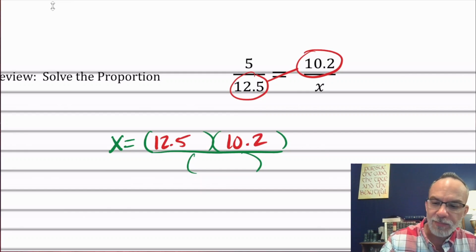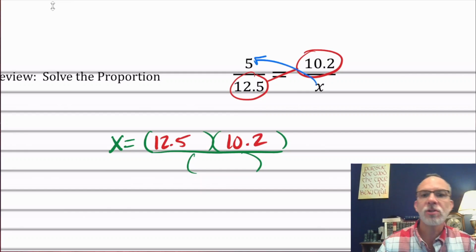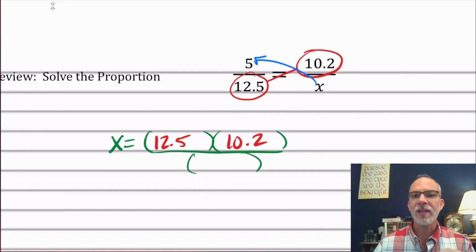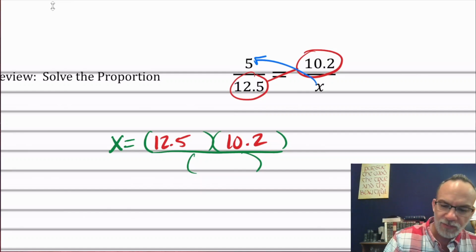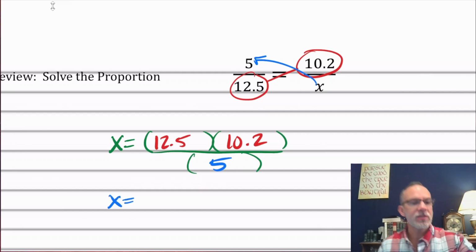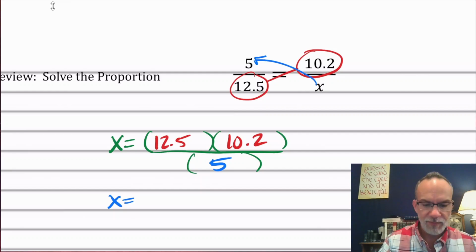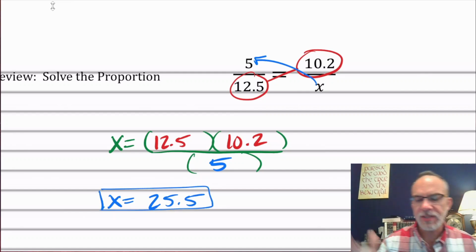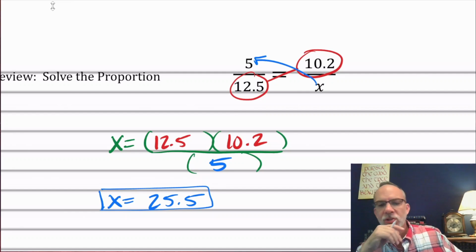And then you divide by the thing that's diagonal to your variable, wherever it is in the proportion. Sometimes you're going down left or up right or whatever it is. You're always going to divide by the thing that is diagonal from your variable. So divide by 5. And then I'm going to get out my calculator. I'll just run the numbers, 12.5 times 10.2, and then divided by 5, and get 25.5. So there's the answer.